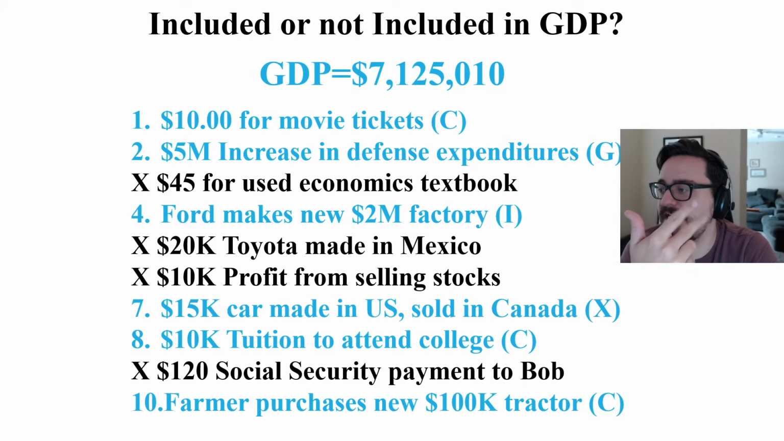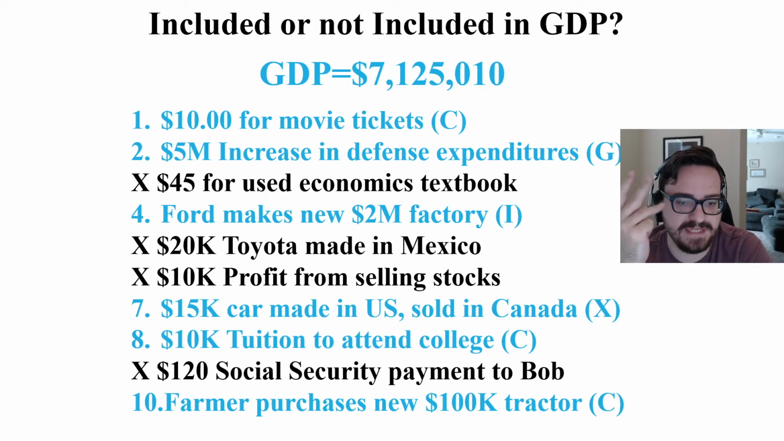$45 for a used econ textbook. Used. Nope, doesn't count. 4, Ford makes a new $2 million factory. That is an investment. That is spending on capital. A factory is capital, it lets you produce more stuff, helps you produce things. If it's a new factory, so I know it's not used, yep, that counts.